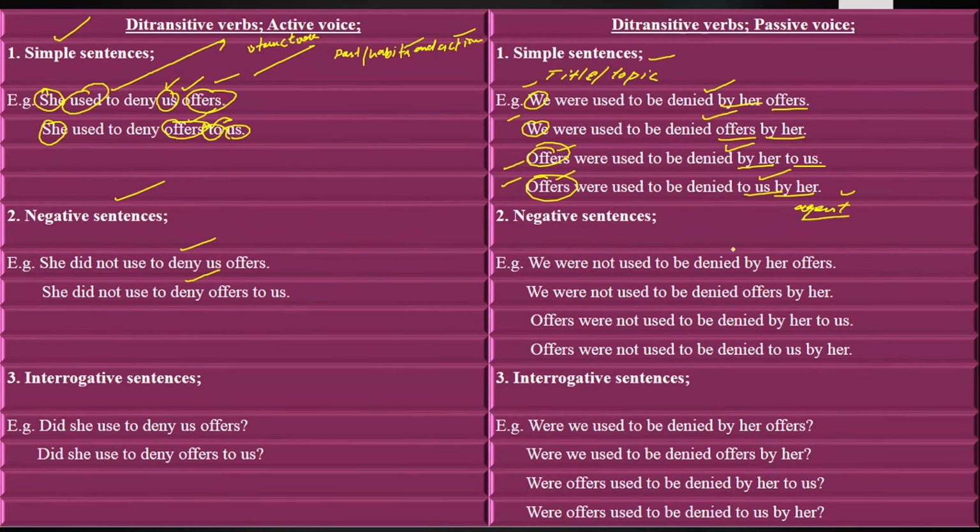We were not used to be denied by our offers. We were not used to be denied offers by her. Offers were not used to be denied by her to us. Offers were not used to be denied to us by her.